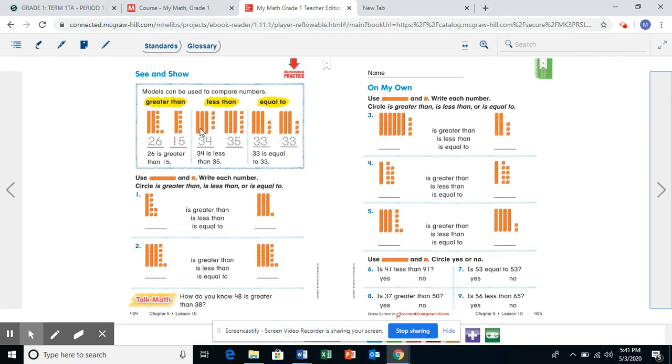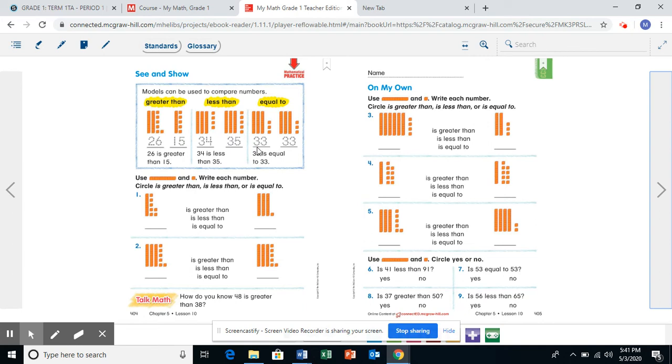Less than. Here, I'm going to compare. If you look at the 10 base, this number and this number is the same. But then I'm going to look at the single cubes. This one has 4 and this one has 5. Therefore, this first number is less than. So we are always comparing the first number to the second number. So this number is less than 35.